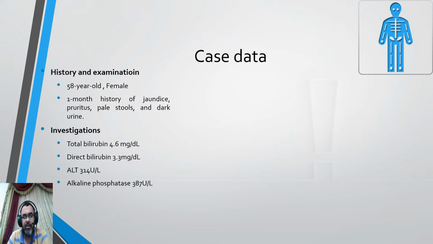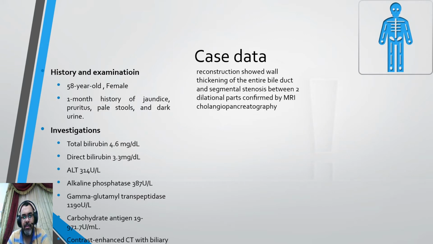Alkaline phosphatase was also raised. Gamma-glutamyl transpeptidase was also very raised, 1000 and over. Carbohydrate antigen was also raised. Contrast-enhanced CT with biliary reconstruction showed wall thickening of the entire bile duct and segmental stenosis between the dilatational parts, confirmed by MRI cholangiopancreatography.